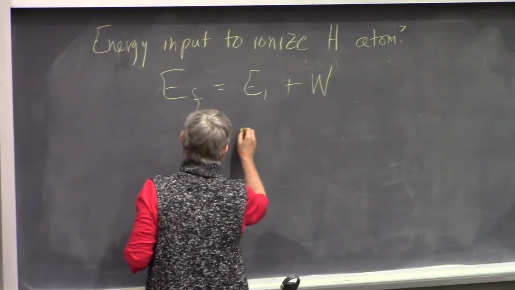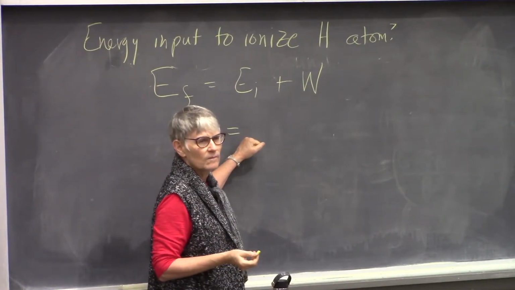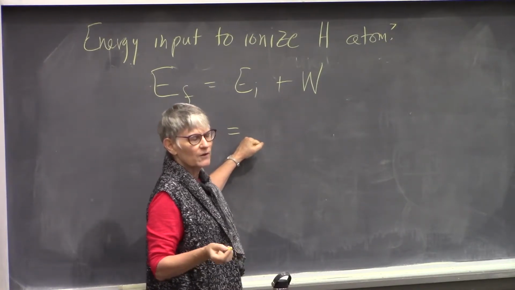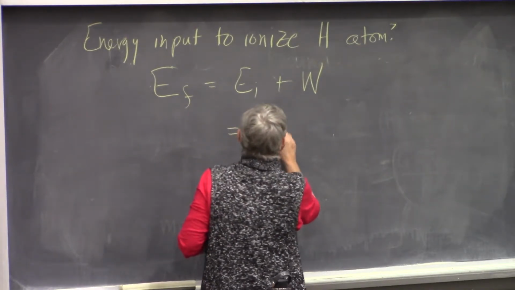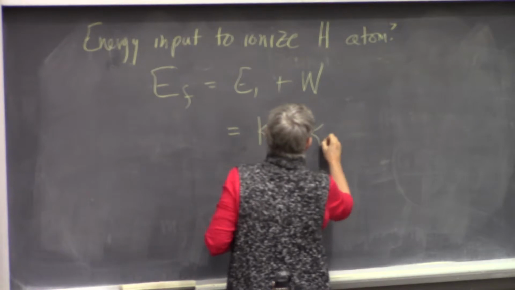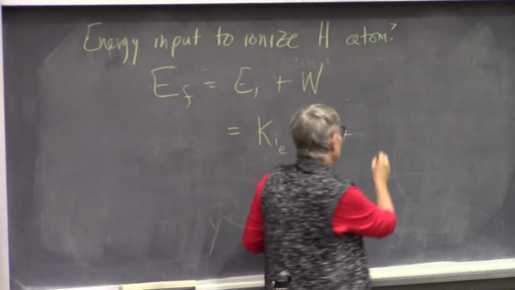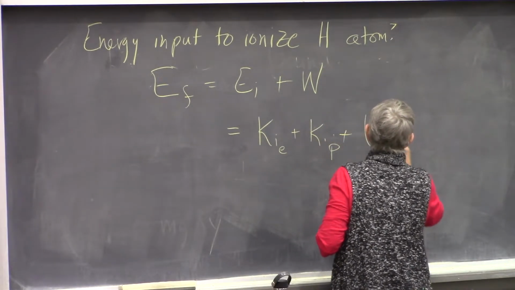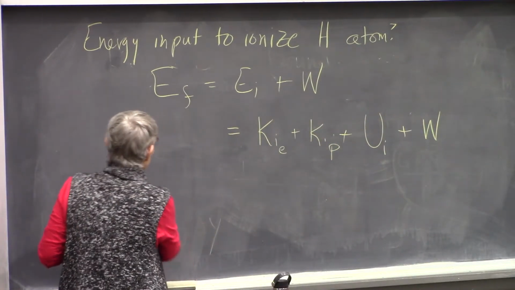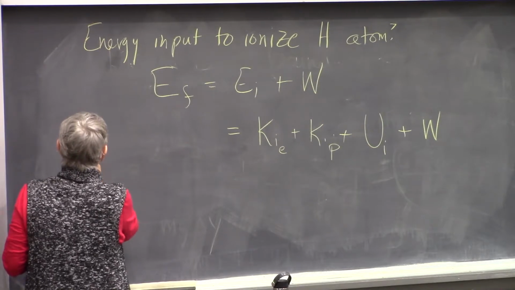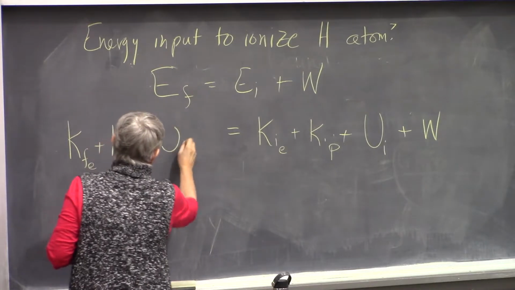Okay, so let's think about what terms have to go into this equation. So what's one thing I should put here? K initial of the electron plus K initial of the proton plus U initial plus our energy input. And over here we've got the same terms except final, right? K final of the proton, U final.